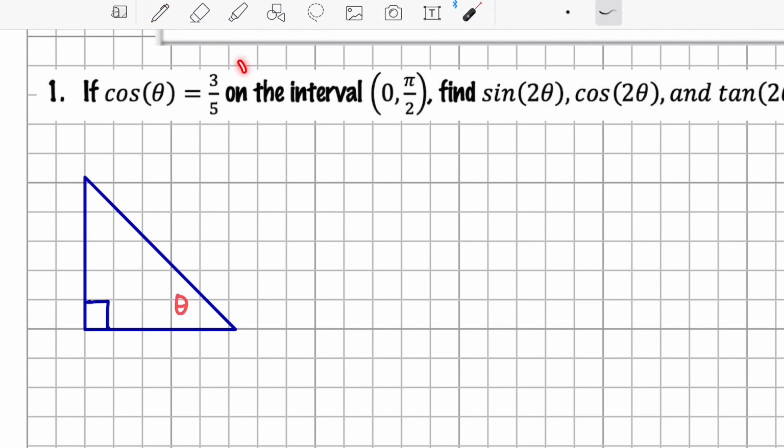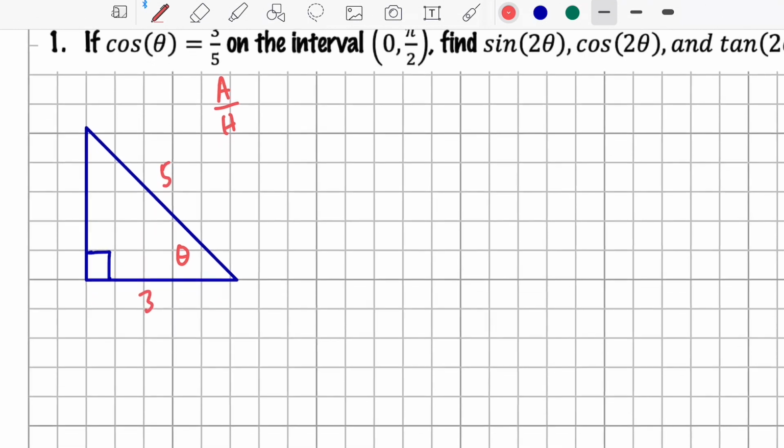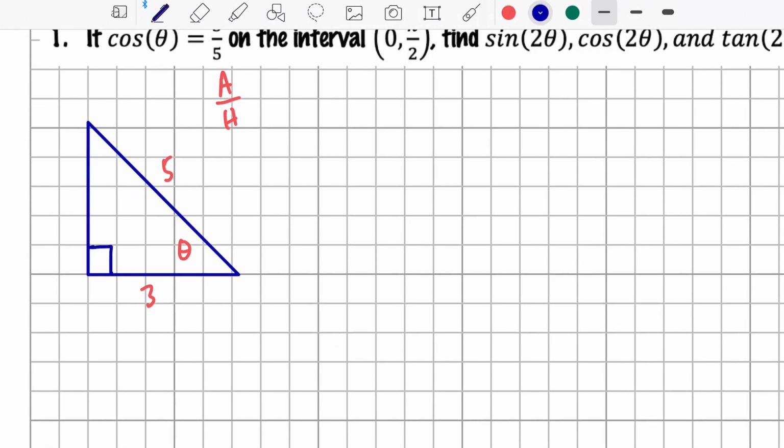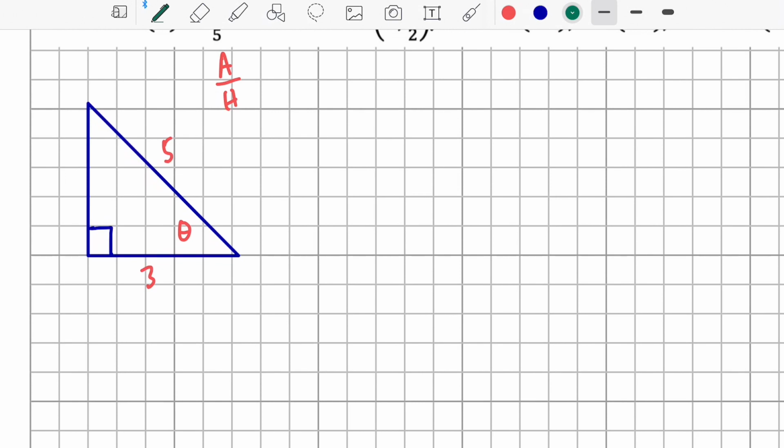Now, they're giving me that cosine is 3 over 5. And remember that cosine is adjacent over hypotenuse. So the 3 has to be the adjacent side, this one. And the hypotenuse is 5. So we need to find the other side by using the Pythagorean theorem. So we're going to say a squared plus 3 squared equals 5 squared.